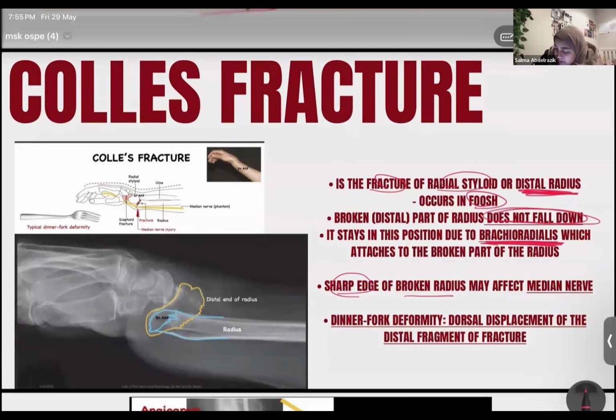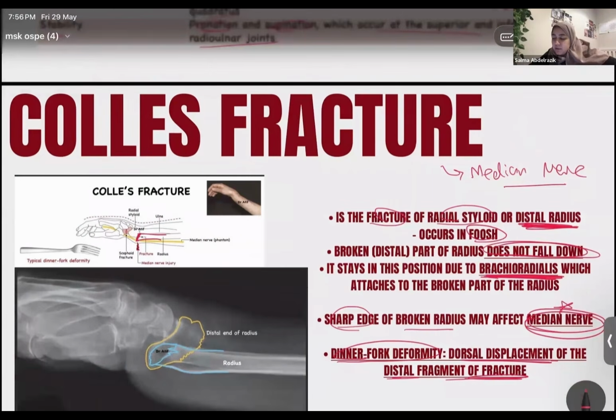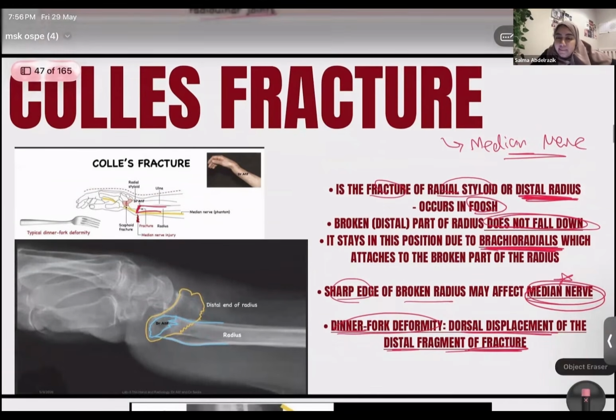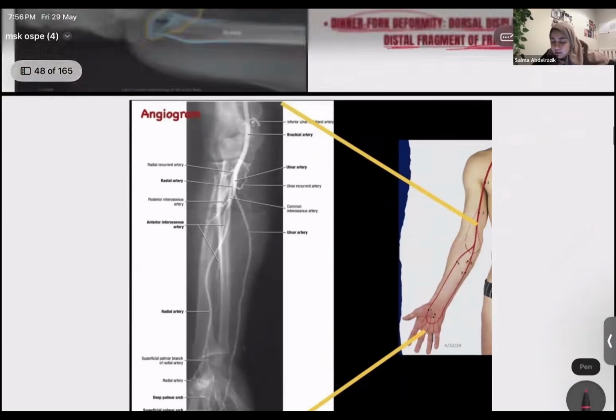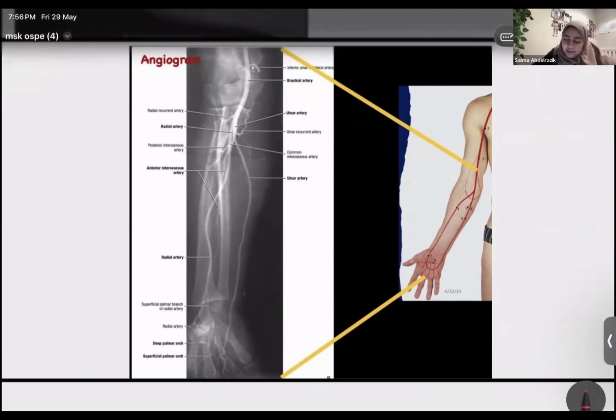The sharp edge of the broken radius may affect the median nerve. So Colles fracture affects what? The median nerve. And it gives you a dinner fork deformity, which is the dorsal displacement of the distal fragment of the fracture. It's very important to know that Colles fracture affects the median nerve, because the distal radius is broken and held up by brachioradialis, with the dinner fork deformity. And this came, by the way, in our OSPE, and I remember it coming in.